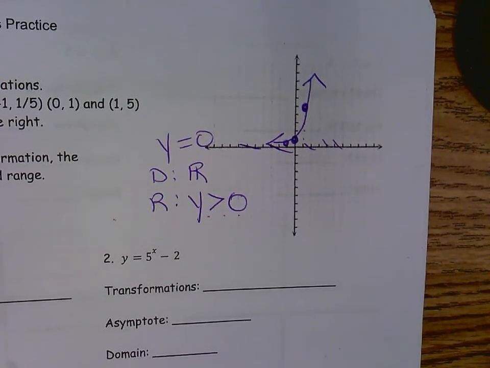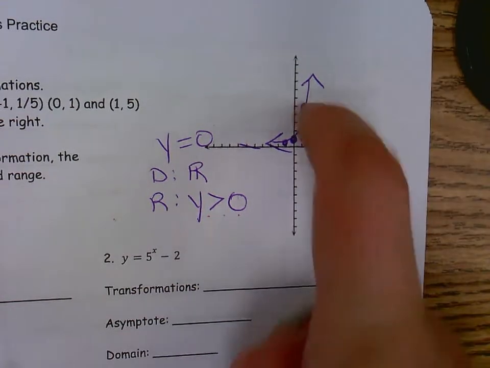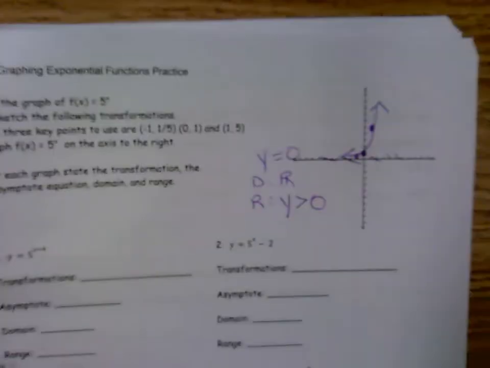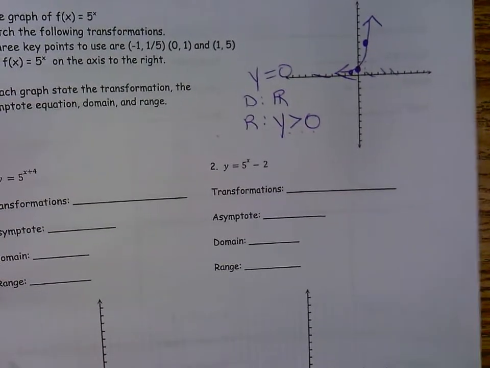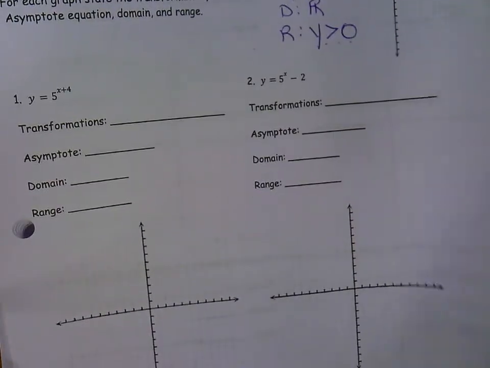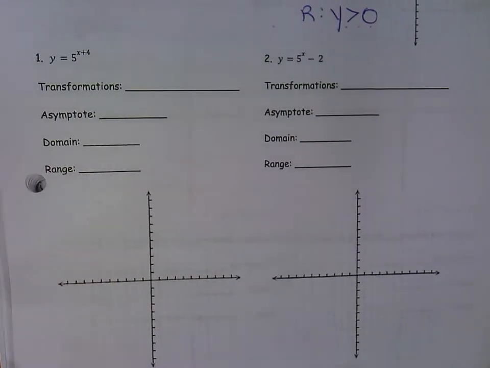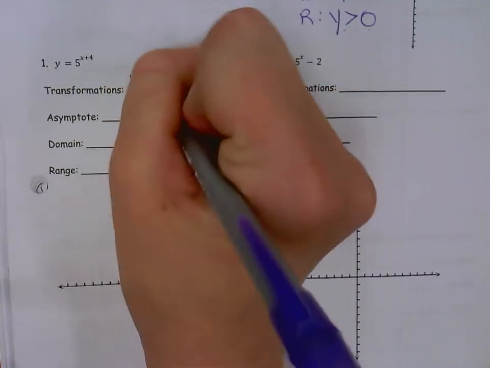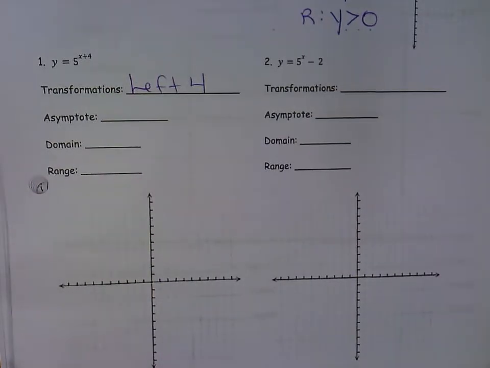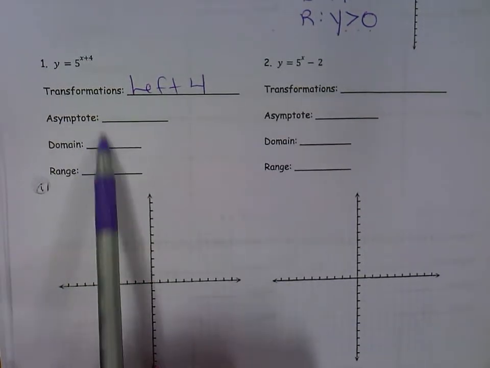All right, so 1 and 2, those just are single transformations on this graph. So this will be good practice to see if you can do them on your own in a minute or with a partner. Let's look at 1 and 2 together, just make sure you got it. What is the transformation happening for number 1? What's it doing? Left 4. So I'm going to write left 4 on the line. I'm going to answer these 3 questions after I've graphed it.